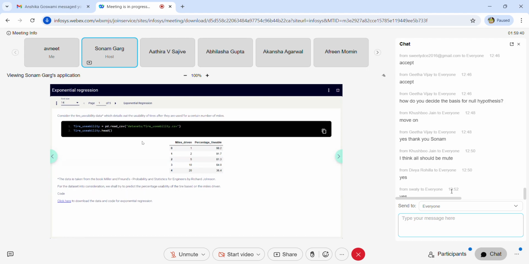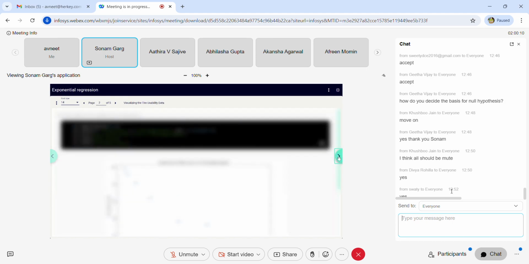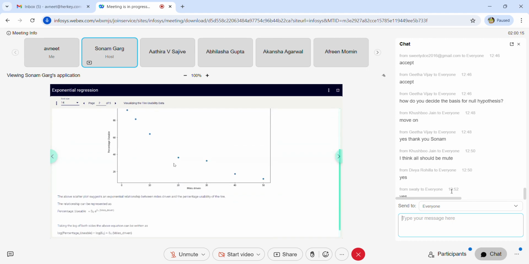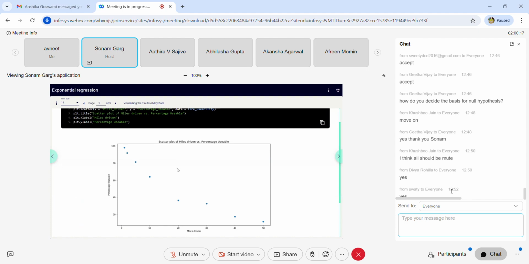Here we have an example. You can go through this. We have the usability of tires. So how many miles has the tire been used for? 10 miles, percentage usable is 64. If the tire has been driven 20 miles, percentage usability is 36.5. This is the data, right? Now here you can see the data is not linearly related. You can find that from the visualization as well as the tests which we have done so far. Here we are plotting it to see whether the data is linearly related. The plot.